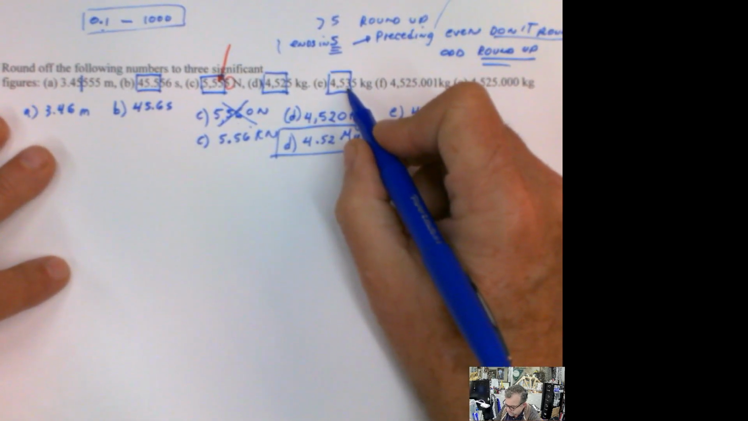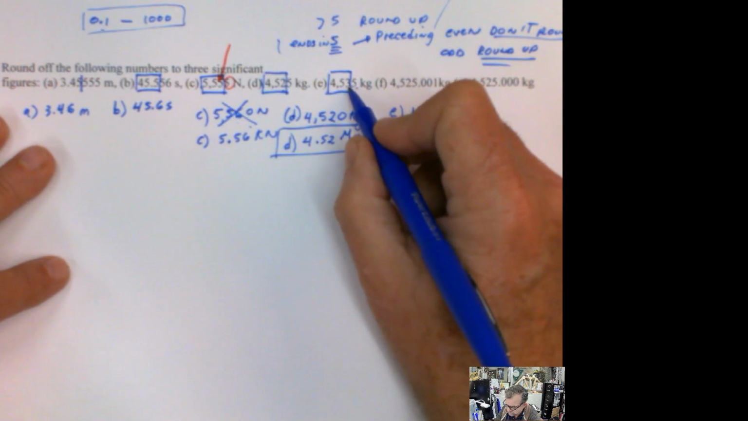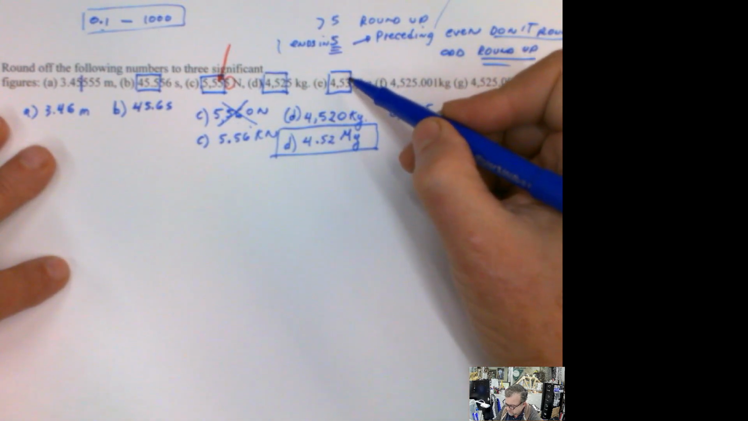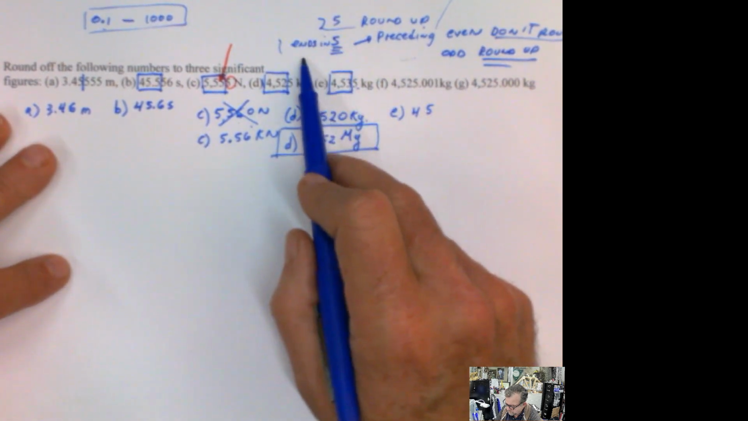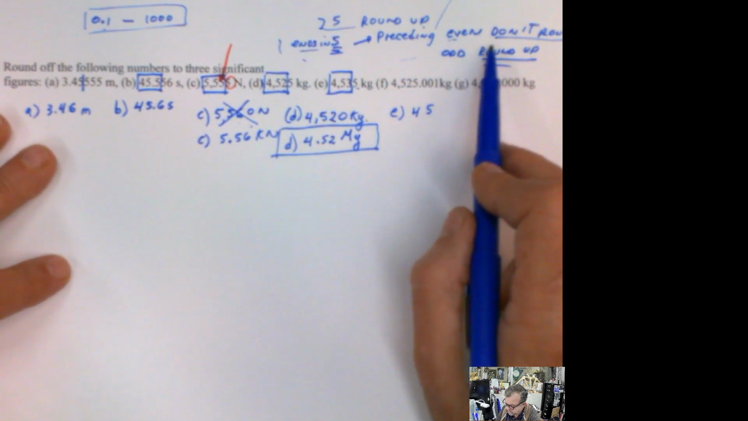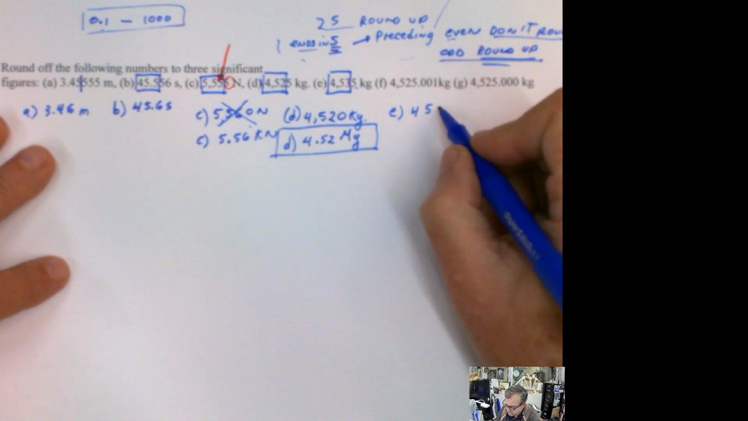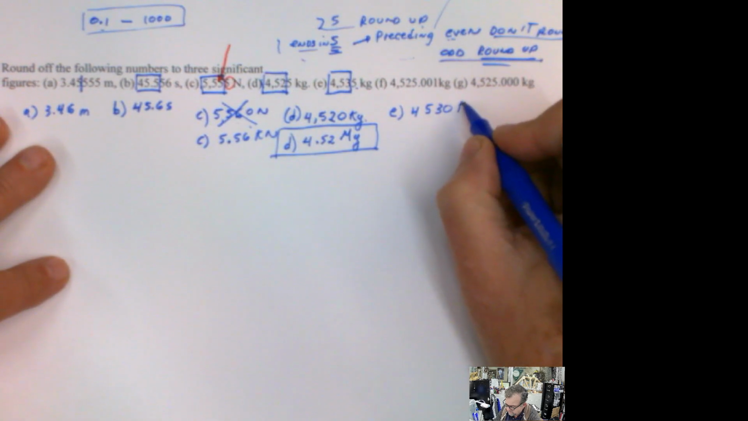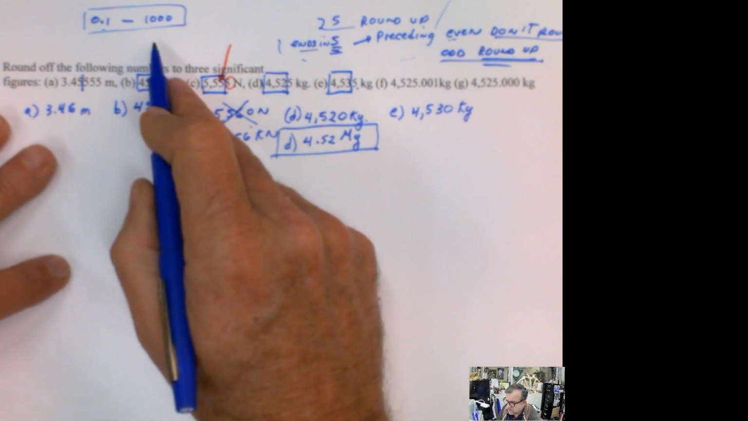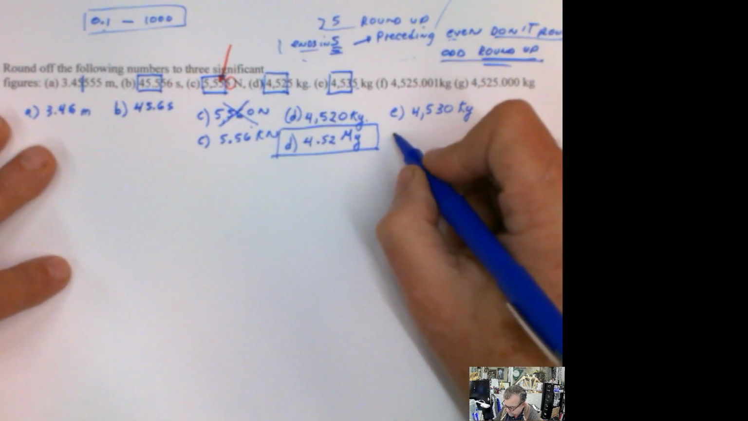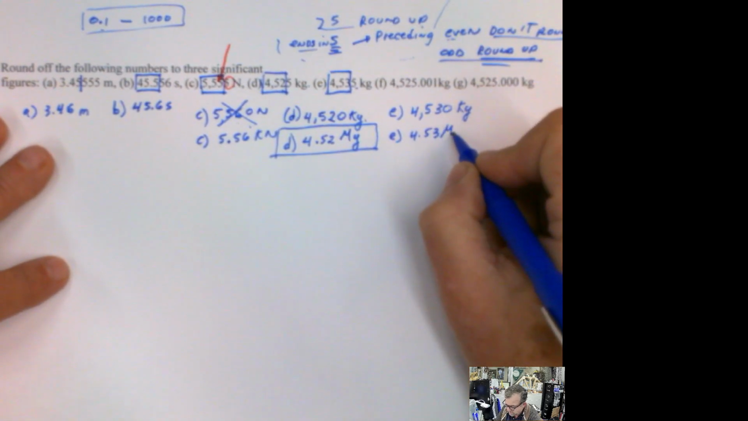4,500, and remember, look at the last number, it ends in 5. Look at the previous number, it is odd, then this number should go up. If it ends in 5 and it's odd, round up. So it will be 4,530 kilograms. Once again, bigger than 1000. What do we do? We use prefixes, and the number will be 4.53 megagram.